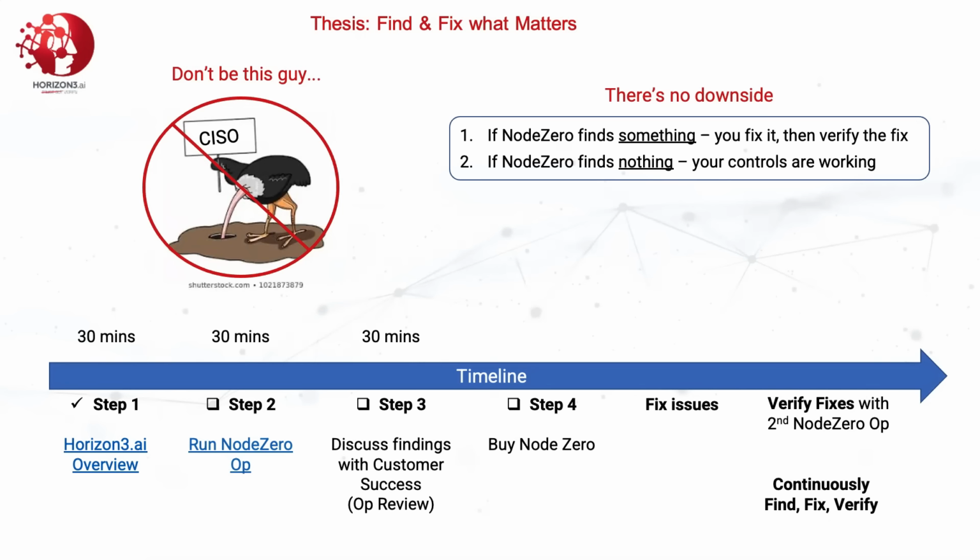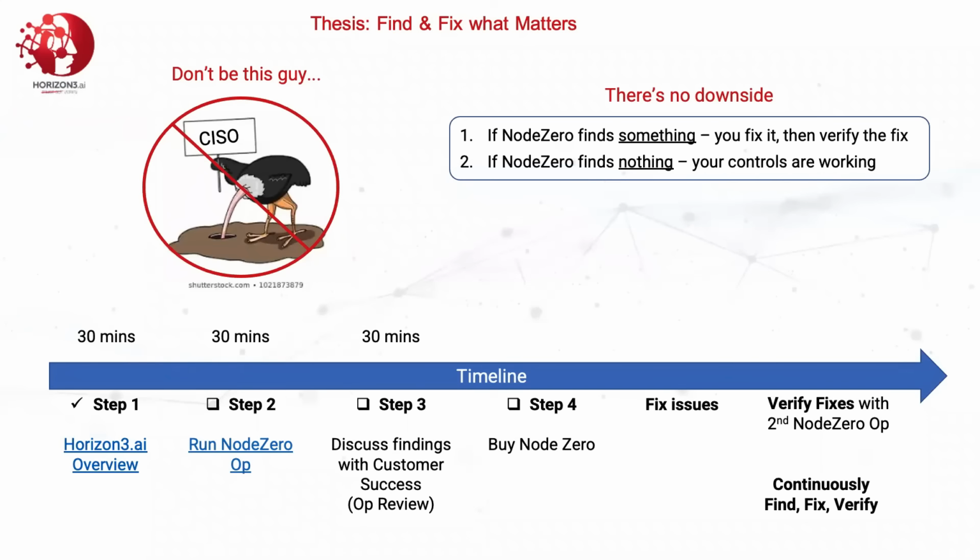The way that we roll is it's all about letting our results do the talking. And there's no downside in running a NodeZero trial right now, once again, in a couple of clicks. Because if NodeZero finds something, you fix it, you verify it, and then you show your leadership how proactive you are. And if NodeZero finds nothing, you're able to prove to your leadership that your controls are actually working.